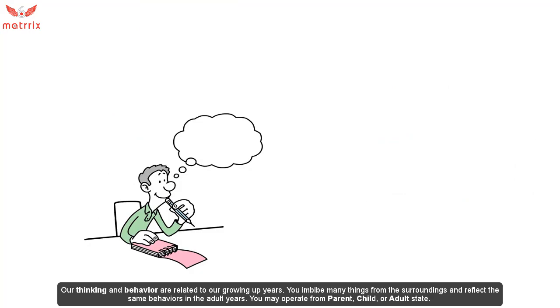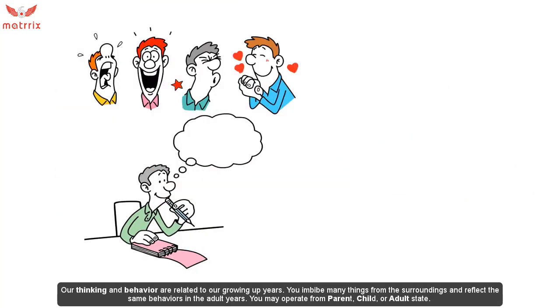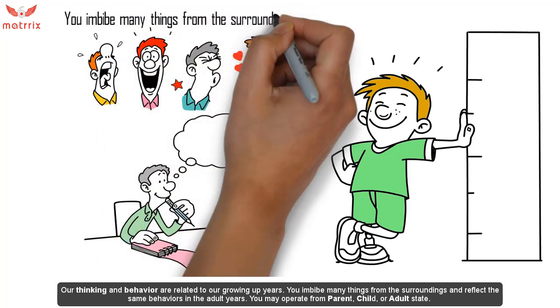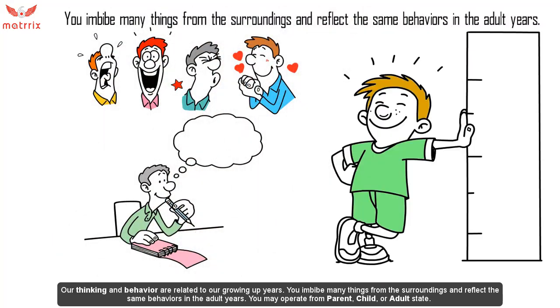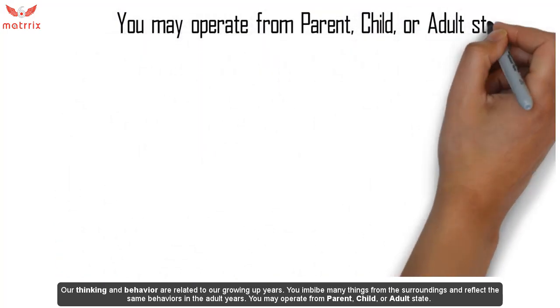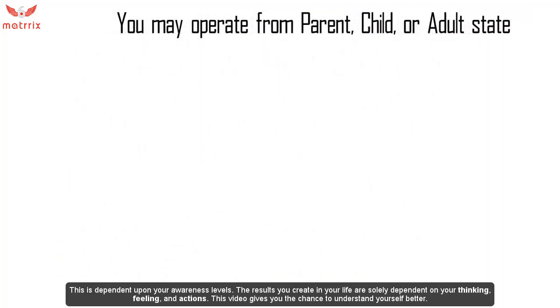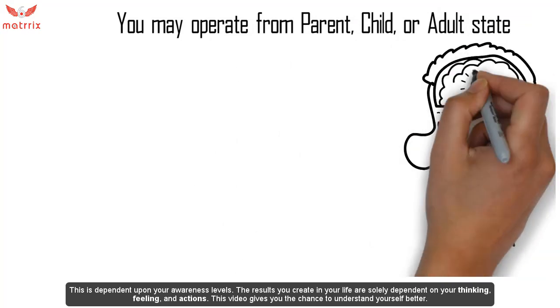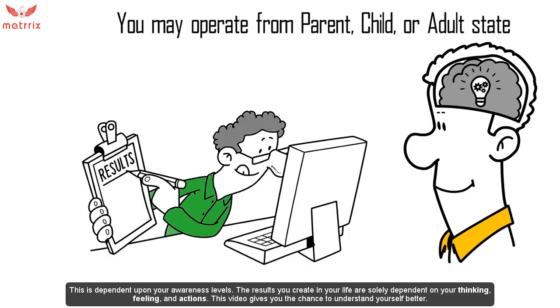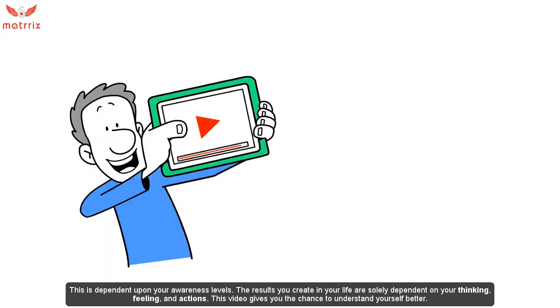Our thinking and behavior are related to our growing up years. You imbibe many things from the surroundings and reflect the same behaviors in the adult years. You may operate from parent, child, or adult state. This is dependent upon your awareness levels. The results you create in your life are solely dependent on your thinking, feeling, and actions. This video gives you the chance to understand yourself better.